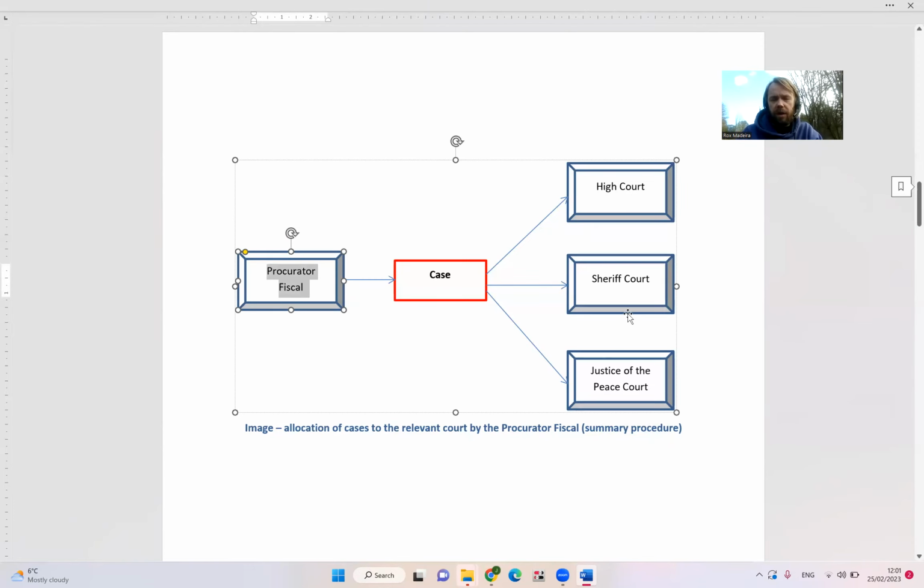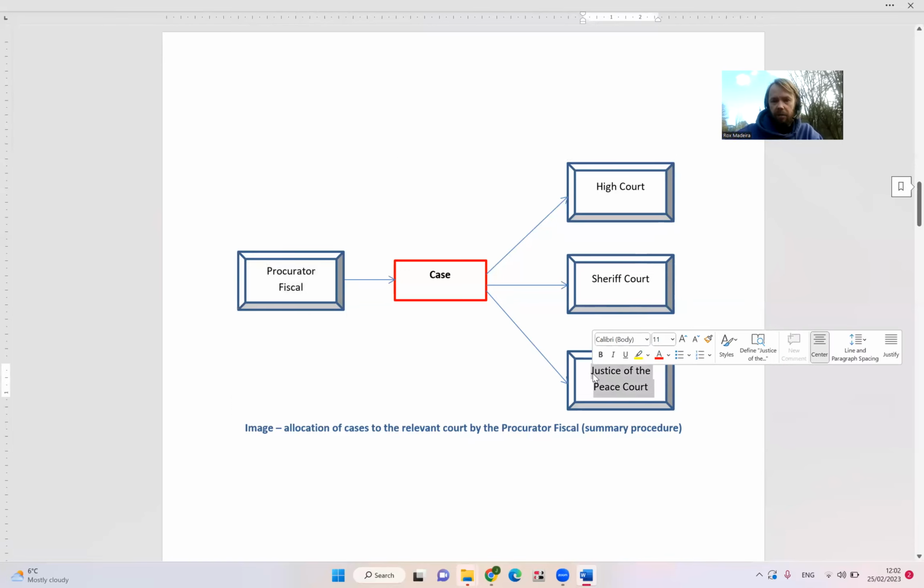And we've got this three-tier hierarchy in Scotland. So at the bottom, we've got the Justice of the Peace Court. This is the lowest court in Scotland. And by the way, we're talking here specifically about criminal cases, not civil cases. That's slightly different, but in this video, we're talking specifically about criminal cases, because that's what we as public service interpreters tend to encounter most of the time. We rarely get to do civil things.